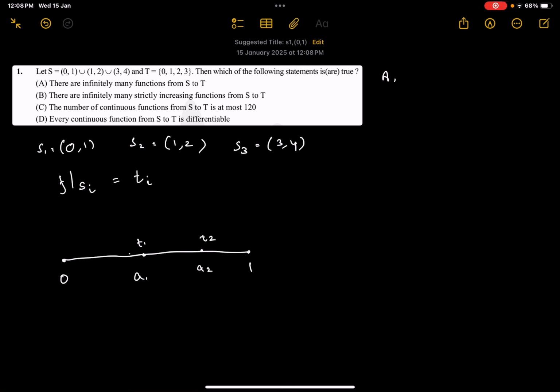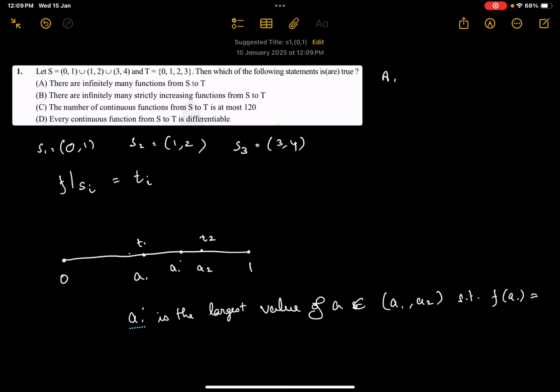Now let's say a1 prime is the largest value of a in [a1, a2] such that f(a1 prime) is T1. We need to have such a largest value because there is an ordering in this interval and it's upper bounded. It's upper bounded because a1 prime has to be less than a2, because f(a2) is T2.